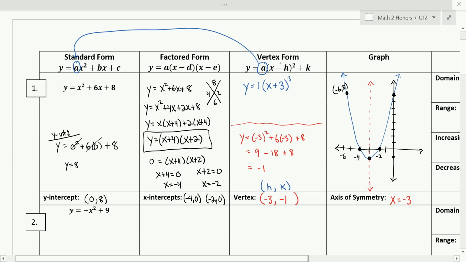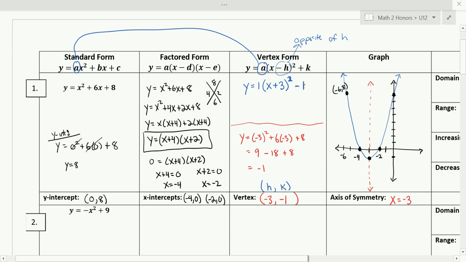So this minus h right here, it doesn't mean put a minus sign. It just means use the opposite of whatever h is. So if h is negative, you're going to put a positive there. If h is positive, you're going to put a negative there. I was saying 3, I guess, and I wrote a 3. Should be squared. And then k is going to be the -1, so I'm putting -1.